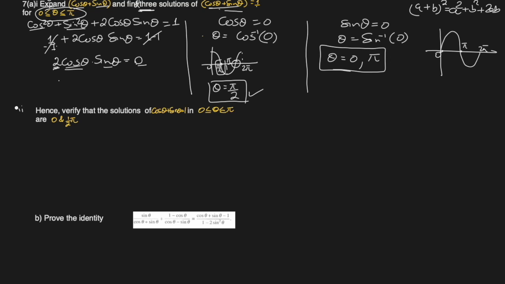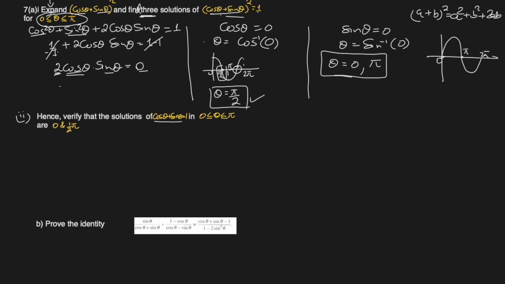Now the second part. Hence means use your answers in the previous part. Verify that the solutions of cos theta plus sin theta equal to 1. No square this time. In the previous part we had a square. Let me show you. I think it has gone outside. Yeah, so we have a square here. There is no square here. So we will square root both sides. So cos theta plus sin theta equal to 1. This is what we want.